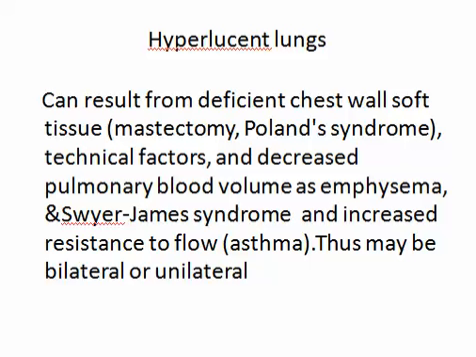Hypertranslucent lungs can result from deficient chest wall soft tissue like mastectomy or Poland syndrome. Technical factors: obliquity, decreased pulmonary blood flow volume as in emphysema, or decreased pulmonary blood flow volume unilaterally as in Swyer-James syndrome, and increased resistance to flow as in asthma. All of these may decrease the blood flow, resulting in increased radiolucency of the lung. This may be unilateral or bilateral.